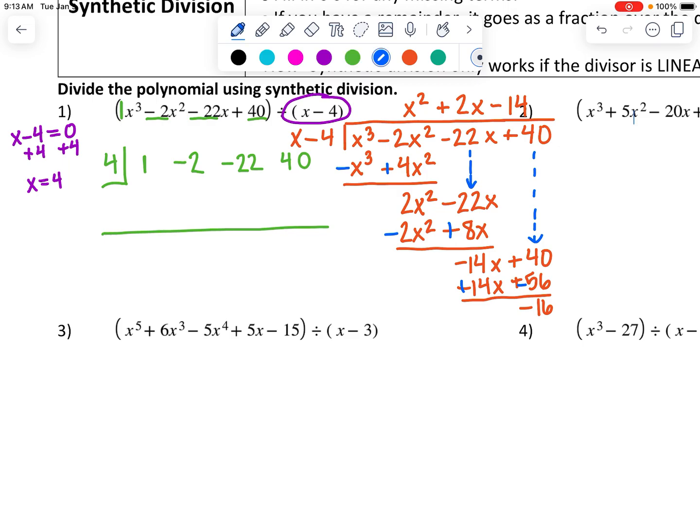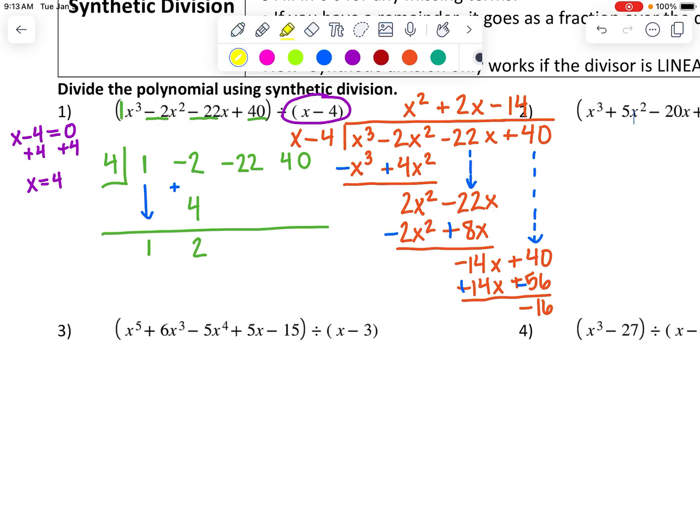Okay, the first thing we're going to do is we're going to drop down that first coefficient of 1. Then we are going to multiply the 4, the divisor, times the 1. So 4 times 1, I get 4, and that's going to go underneath my second coefficient. We're going to add straight down these columns. I get 2.